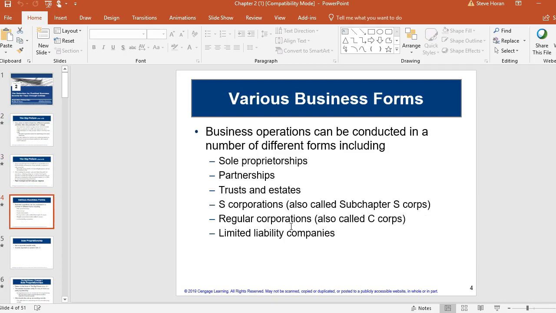And I know at this point in time, you've gotten this far in your business classes that you're aware of what the various business forms are, and you can see them right there. And we'll talk about all of them throughout the class and how taxes are different for each type of business form. So just make sure you're aware of the forms. We'll get into the nuances here in a bit.